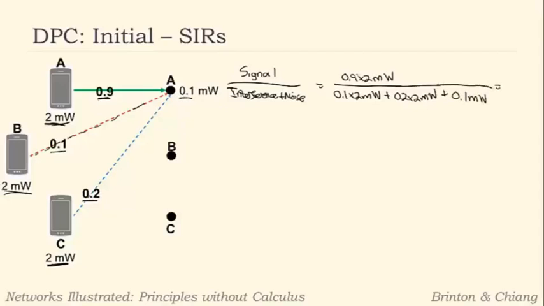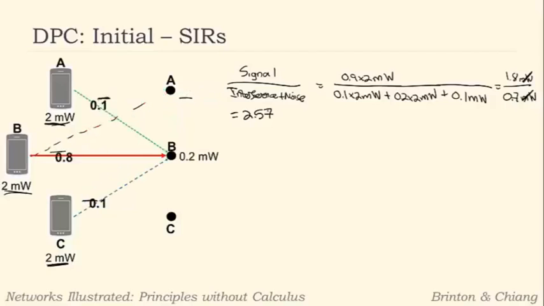So if you multiply this out, you get 1.8 milliwatts on top, and on the bottom you get 0.7 milliwatts. So now notice that these units are going to cancel, and so the signal to interference ratio is a unitless quantity. It just tells us how much higher the signal is than the noise relative to the interference. And so if we do this division, 1.8 divided by 0.7 gives us 2.57.